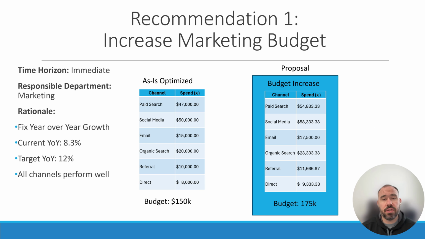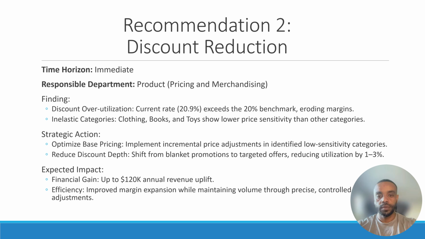Our first recommendation is to immediately increase the marketing budget. We need to fix our year over year growth. It's under the 12% benchmark, and the submitted budget for this year is a decrease for the first time ever. There's no evidence to support decreasing the budget since all of the marketing channels have a positive return on investment. Therefore, we're recommending that we instead increase the budget based off of the historic budget increases.